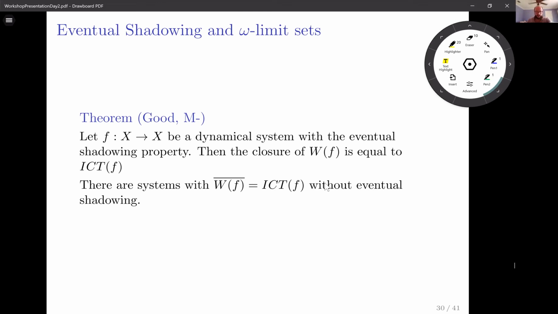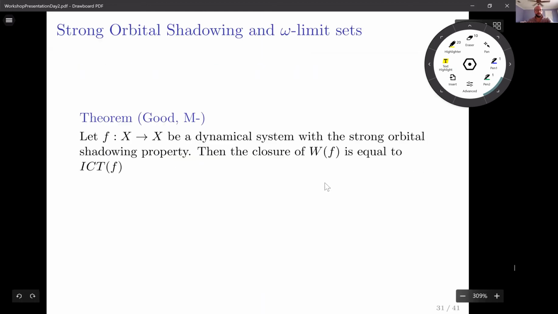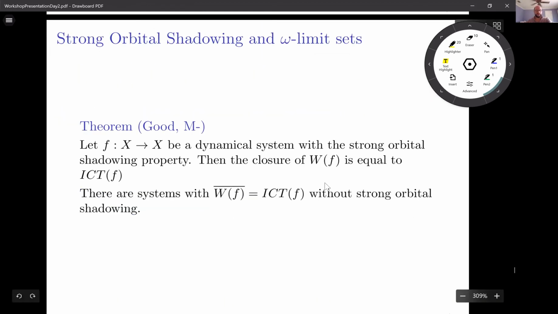Okay. So before we proceed too far, we know that the closure of W is a subset of ICT. So all that's needed in these theorems is to show that every ICT set is in the closure of W. Okay. And the proof of both of these properties is essentially the same argument that we had for shadowing. There are some tweaks along the way, but the proof is very, very similar. Okay. All right, so can we do a little bit better?